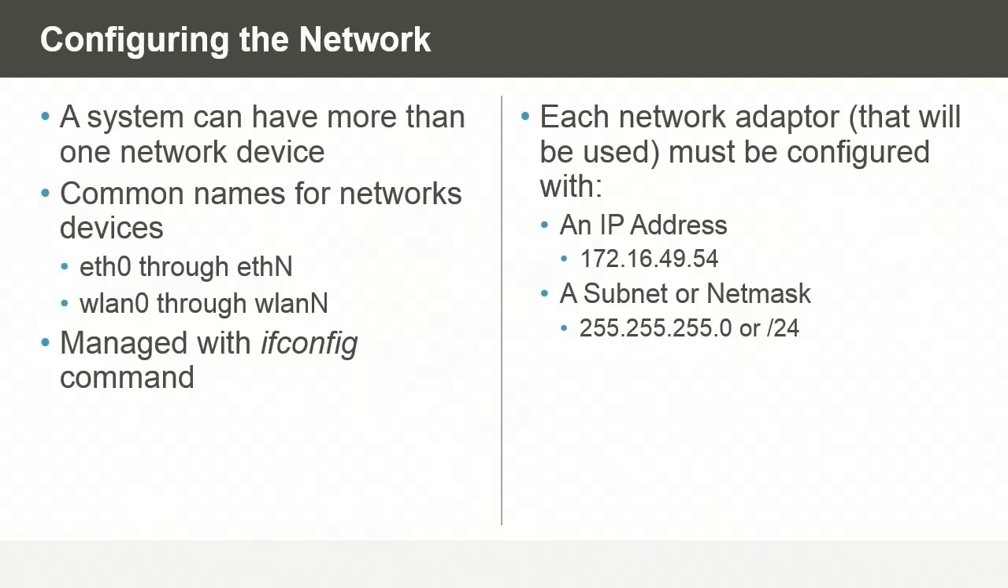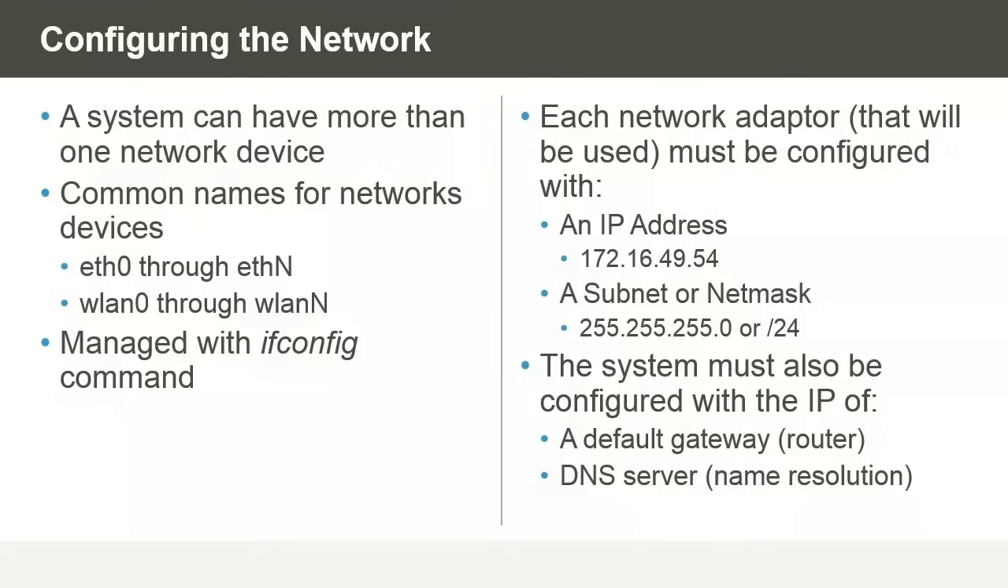The network mask identifies which portion of the IP address identifies our network. In our example, the first three numbers, 172.16.49, identify our network. So therefore, the last number, or the last byte, you could even call it an octet because it's a grouping of 8 bits, would refer to our host address on our network.